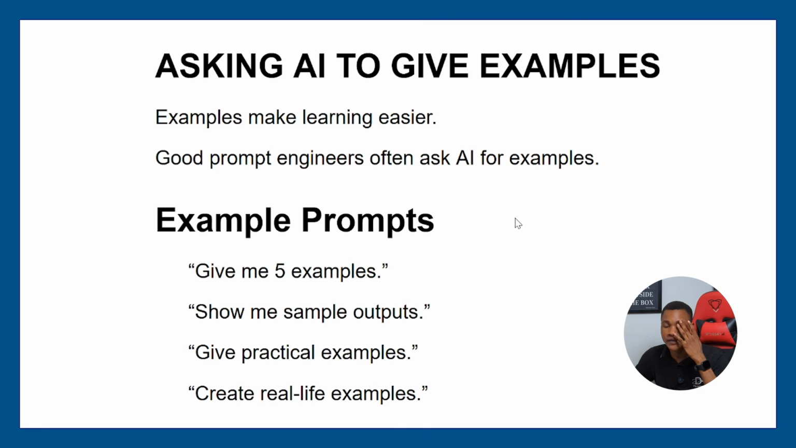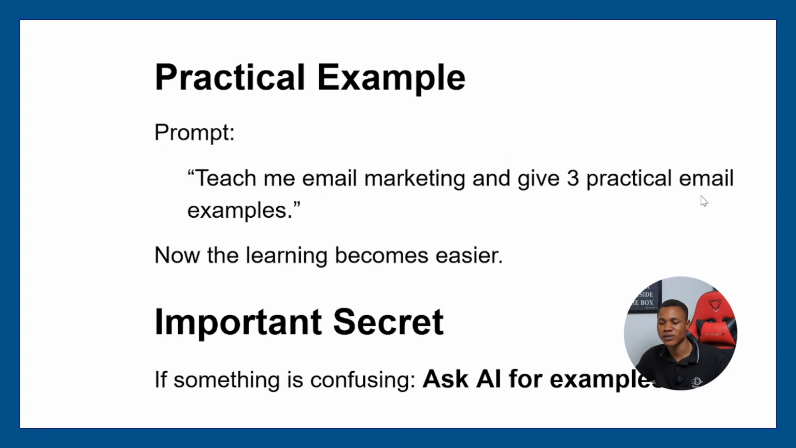Asking AI to give examples, is that okay? Asking AI to also give examples helps. Beyond you giving AI an example, you can also tell AI to give you examples. It's very good. Give me 5 examples of something. Show me sample output, give practical examples, create real-time results. Now from these examples, you can do a follow-up chat to tell the AI, write me a piece based on these examples. I hope you understand what I'm trying to say. So beyond you giving AI examples, AI can also give you examples.